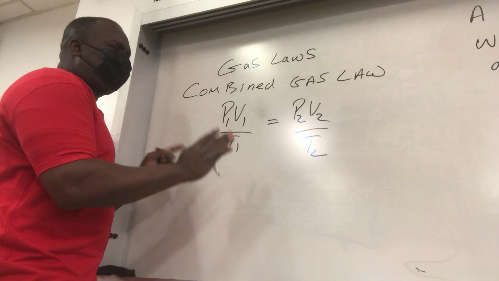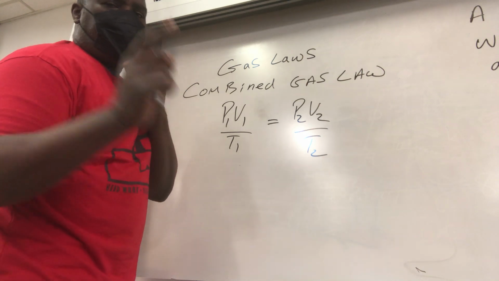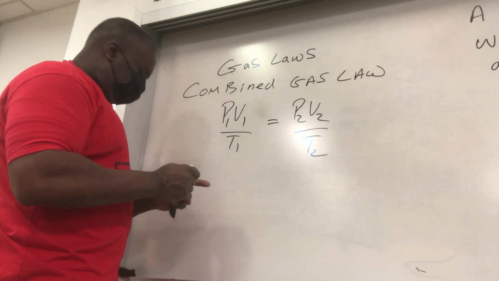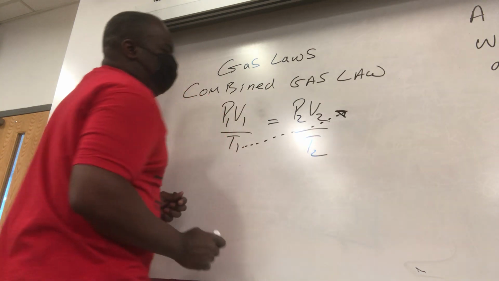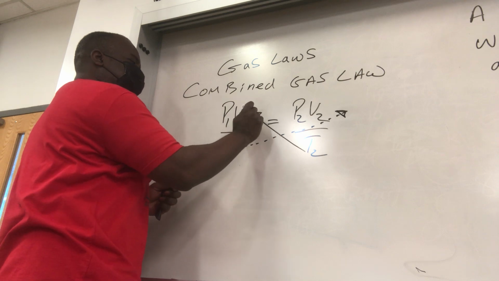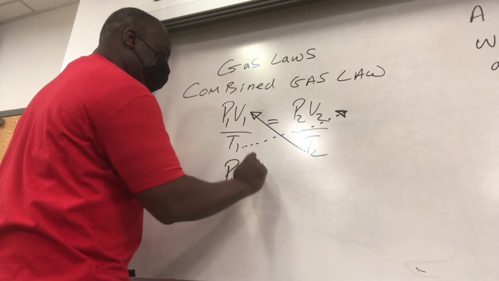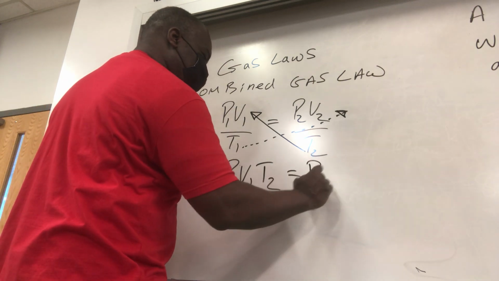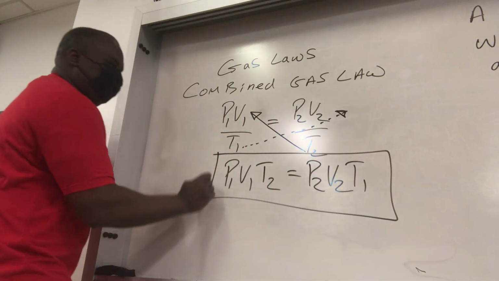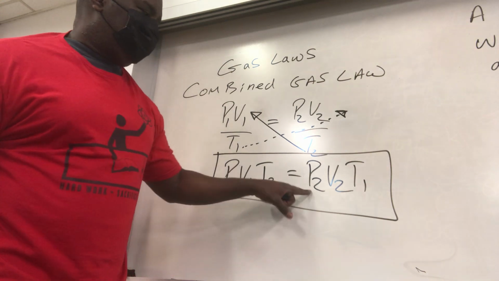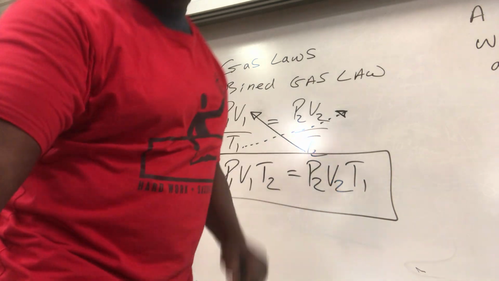Before we start plugging numbers in, I always like to cross multiply the temperatures before I start any calculations. So here's what we do: this T1 is going to go over here, and this T2 is going to go over here. What we get is P1 V1 T2 equals P2 V2 T1. We're going to use the combined gas law this way: P1 V1 T2 equals P2 V2 T1, and we isolate the variable we're looking for and solve it. No problem. So let's do the example.